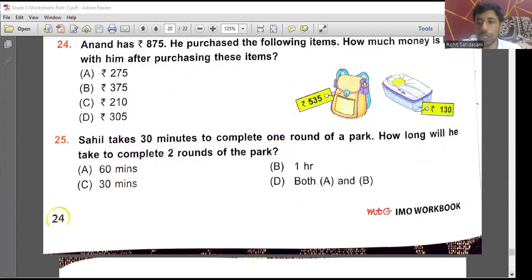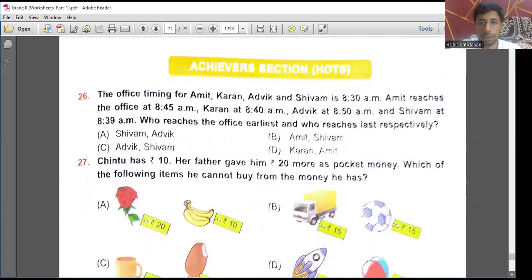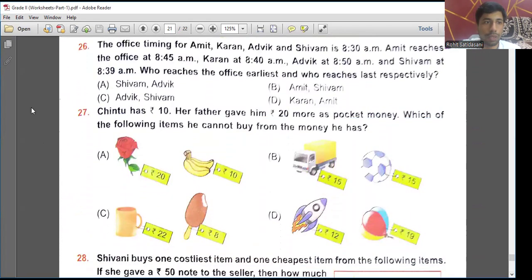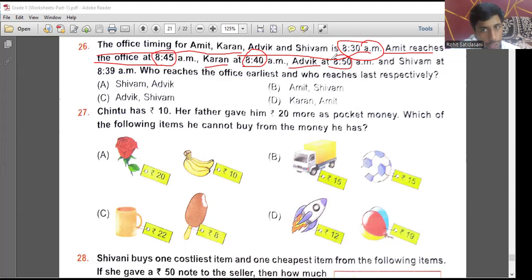Moving on to the next question, the office timing for Amit, Karan, Advik, Shivam is 8:30 a.m., right? 8:30 is the time when they should reach the office. Amit reaches the office at 8:45 a.m. Karan reaches at 8:40 a.m. Advik reaches at 8:50 a.m. Shivam reaches at 8:39 a.m.